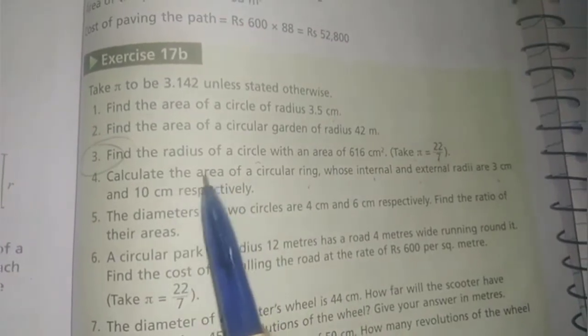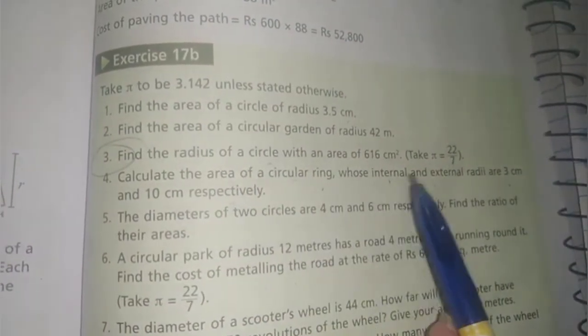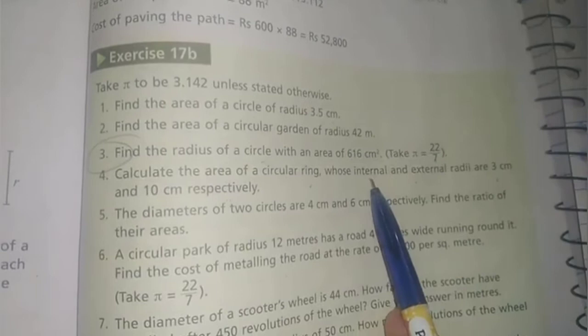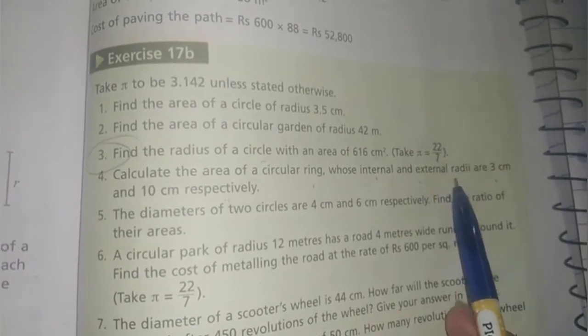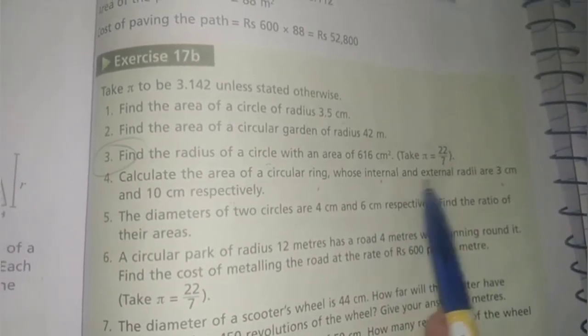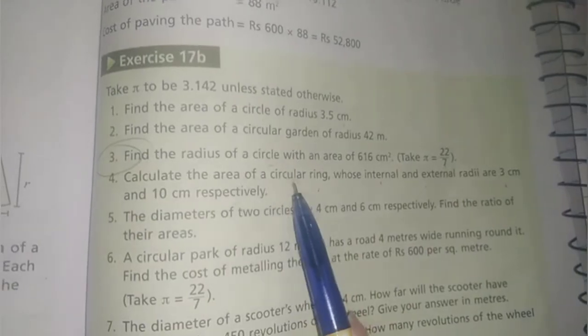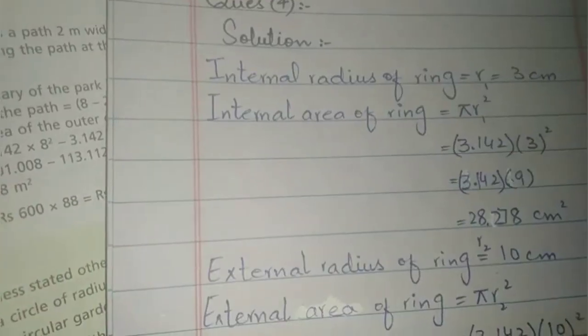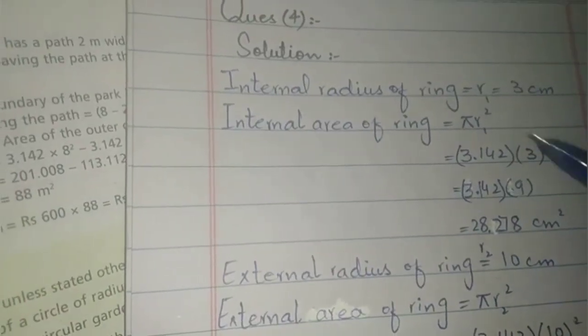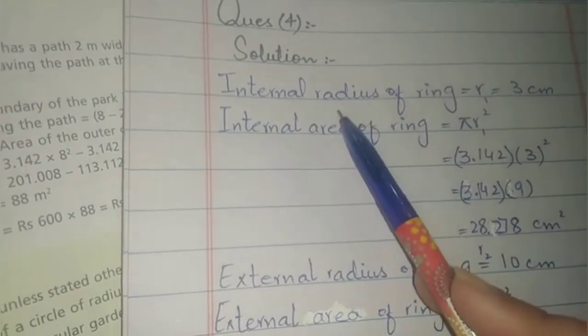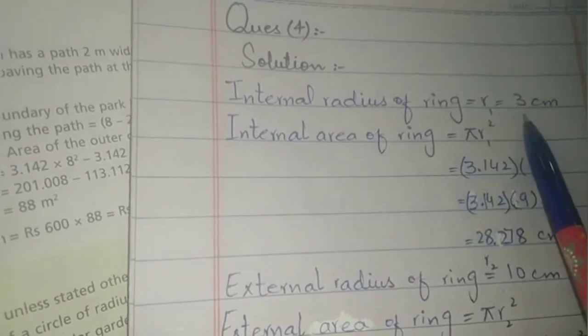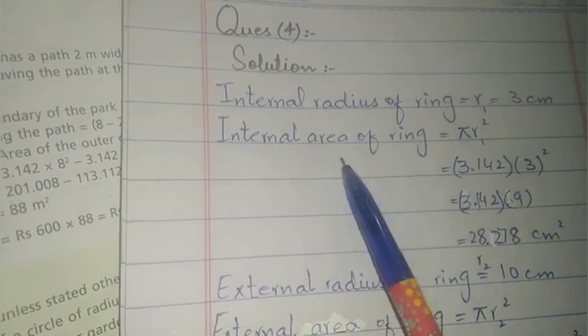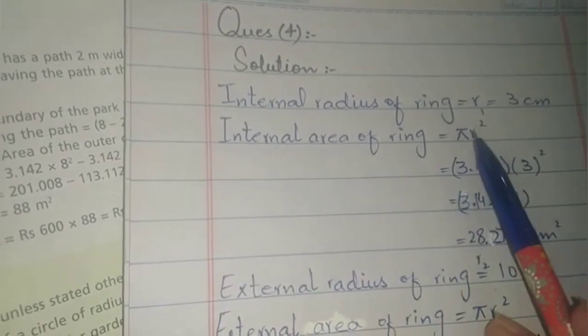Now we have to find the area of a circular ring. First of all we find the area of the internal ring. Then find the area of the external ring. Then we subtract these values to get the area of the circular ring. So there are two radii, so we put r1 and r2. Internal radius of the ring is r1, which is equal to 3 centimeter. So the internal area of the ring will be equal to pi r1 square.